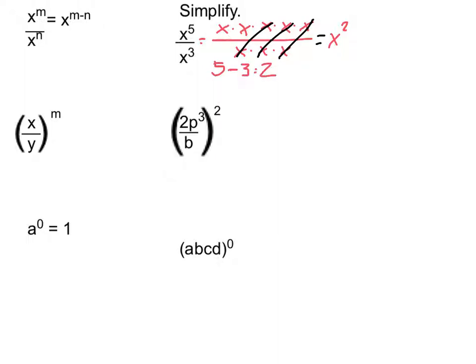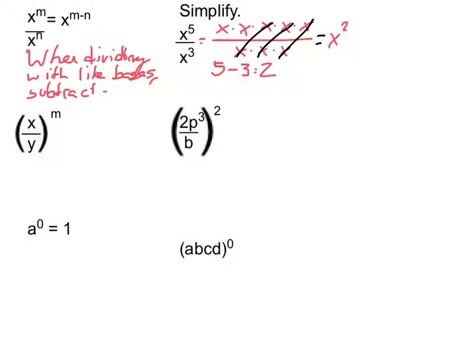So really what's happening here is, when dividing with like bases, subtract exponents.